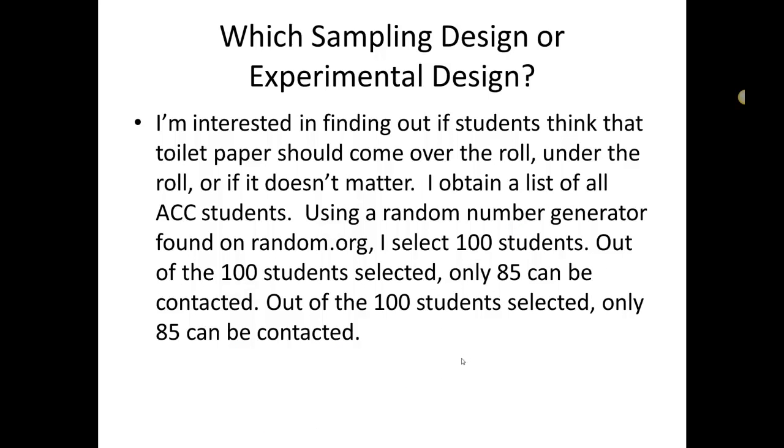All right, next example. I'm interested in finding out if students think that toilet paper should come over the roll, under the roll, or if it doesn't matter. I obtain a list of all ACC students. Using a random number generator found on random.org, I select 100 students. Out of the 100 students selected, only 85 can be contacted.